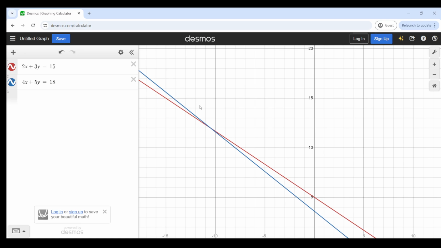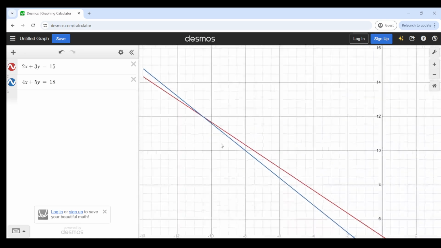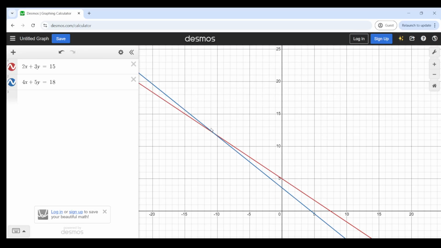These are the two equations, and these are the two lines, and as you can notice, they intersect each other at this point. Desmos is really nice because it gives you the points of intersection. In this case, it's saying exactly where they intersect: negative 10 and a half and 12, and this would be the answer. The answer to this system of equations would be negative 10 and a half and 12.